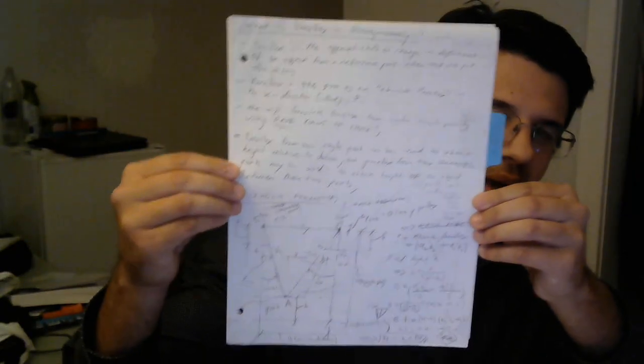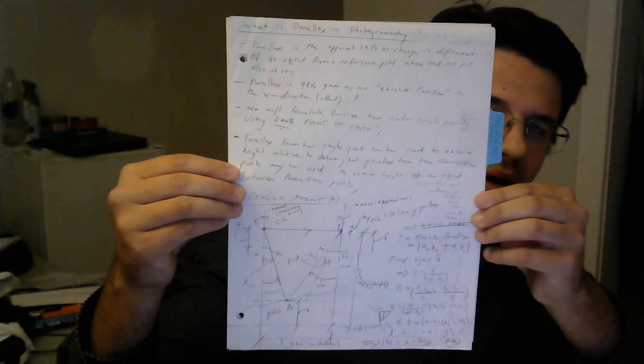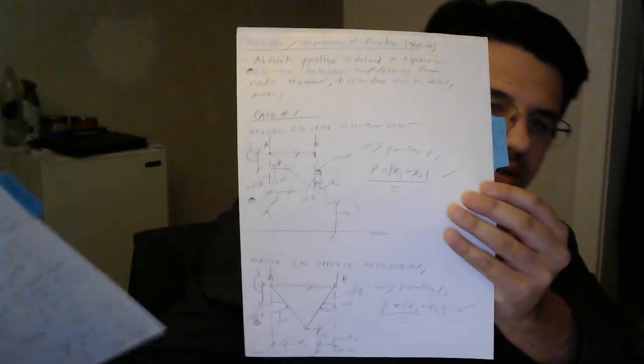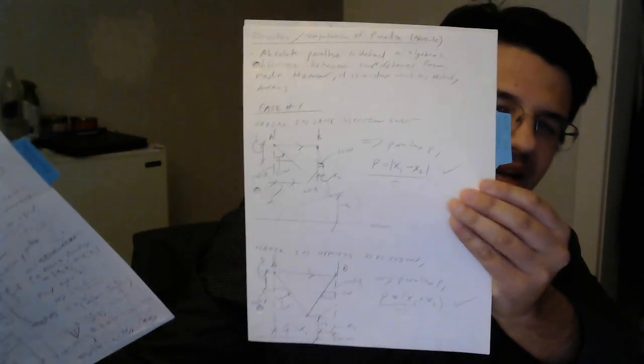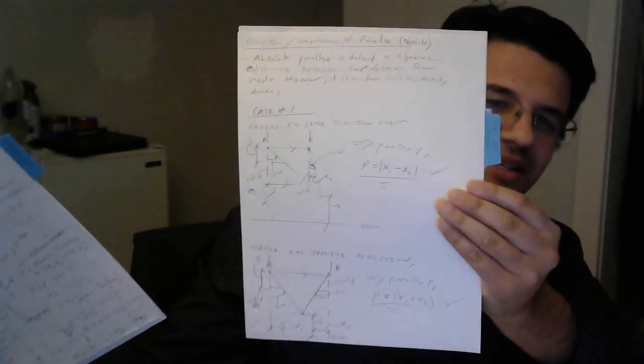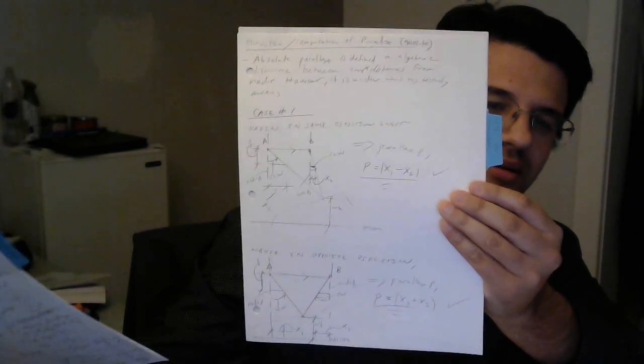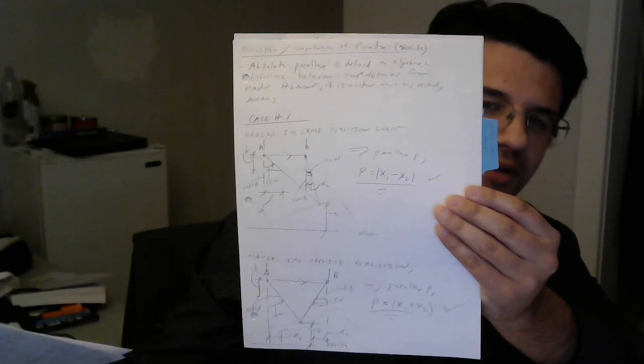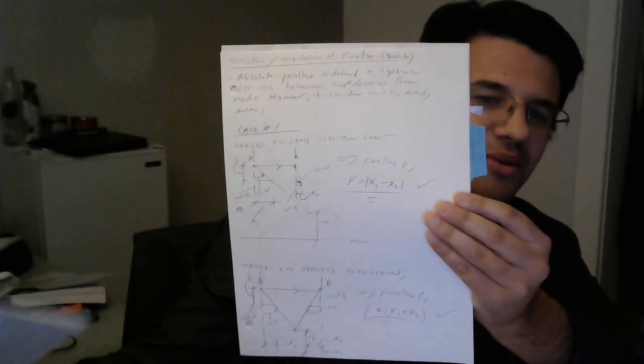So this is just my own notes on what parallax is, and then I have some other stuff here. It's probably not going to help you very much, but I figured I would show you. I didn't know that the parallax calculation was the algebraic difference, and I didn't know that meant you can have either a plus or a minus associated with it.